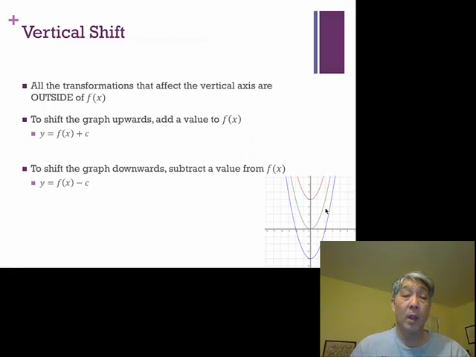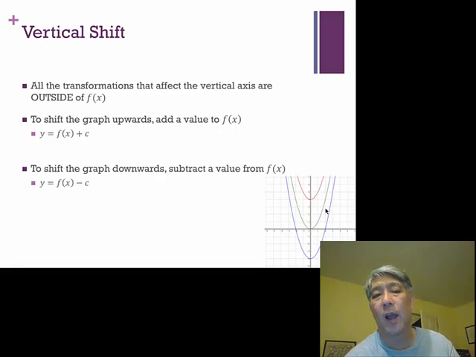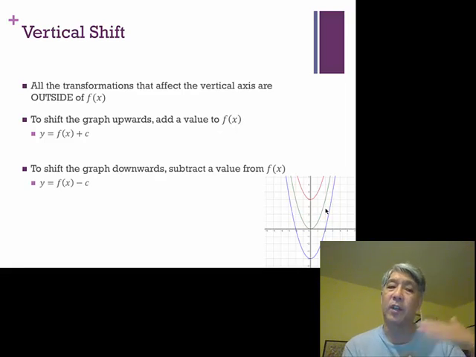Okay, first off, a vertical shift. What we're doing is, again, outside of the f of x. We're going to add or subtract a value. We'll call it c. In this case, c will always be positive. So we're going to either add a value, in which case we're shifting it upwards, or subtract the value and we're going to shift it downwards.